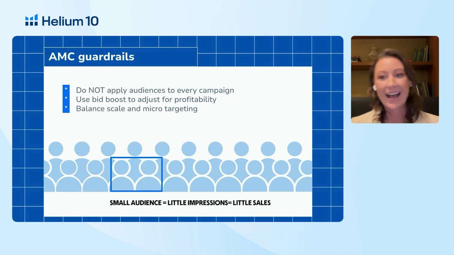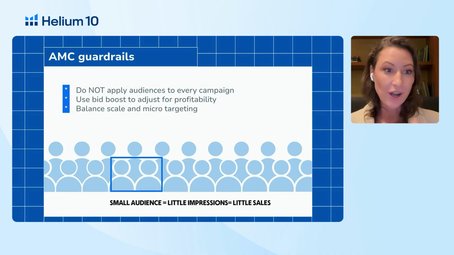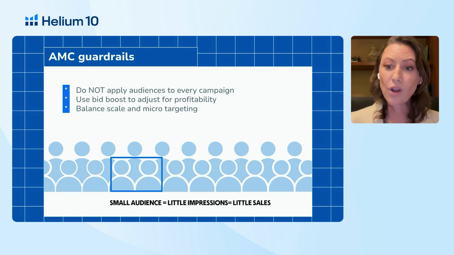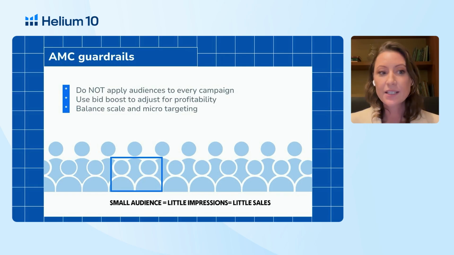Now, here's a few things, as with the questions in the chat. We do not apply audiences to every campaign because right now, when you're targeting keywords, they're already really high intent and you have a large pool. If you apply an audience, that pool becomes so much smaller and you decrease your opportunity to drive additional sales. So we use the bid boost to adjust for profitability, and we balance that scale with our micro targeting. What we like to do is for our highest traffic placements, we'll run single keyword campaigns with a very specific audience. And then we'll continue to run all of our other campaigns with no AMC audience.